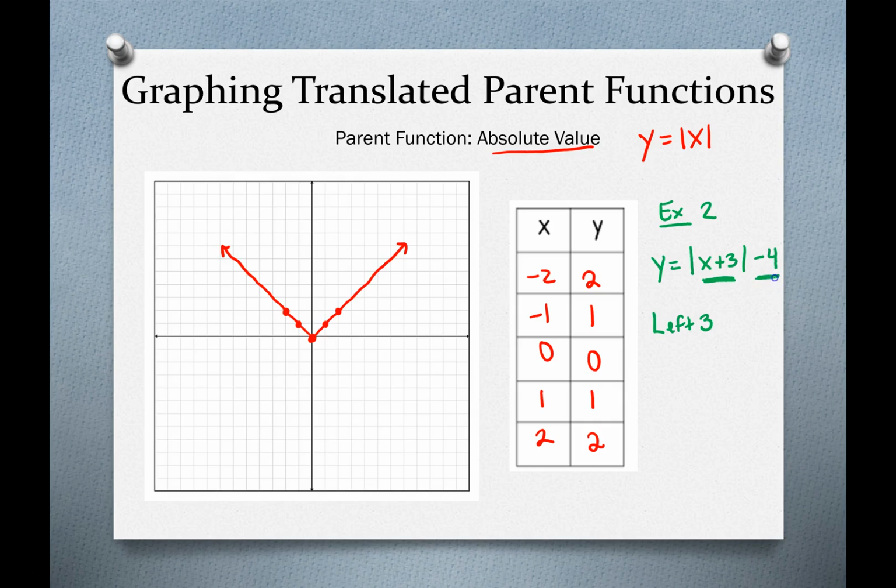Now here, it's on the outside, it's not in the grouping symbol, so it's an up/down, and in this case, it's going to be a down. It's exactly what we think it should be. So this would be a down 4.